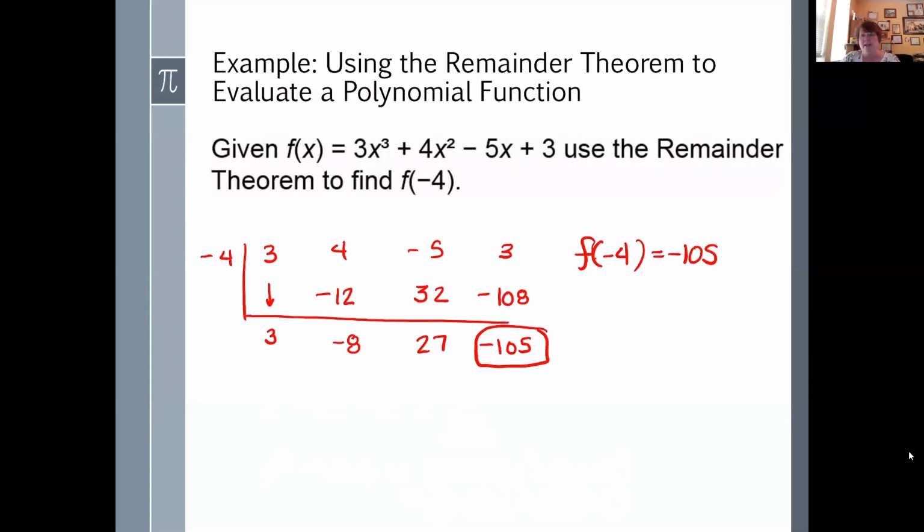And I'm pretty sure that's probably faster than me taking my calculator out and doing this calculation. And I don't need a calculator to do it. So the function f of x equals 3x to the third plus 4x squared minus 5x plus 3 evaluated at negative 4 is negative 105. And I can find that by dividing that function by x plus 4, or dividing it with synthetic division by negative 4, and getting the remainder. And the remainder is that function evaluated at negative 4.